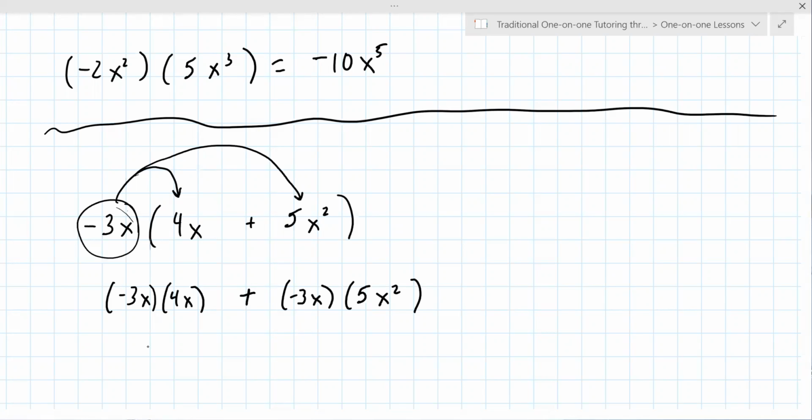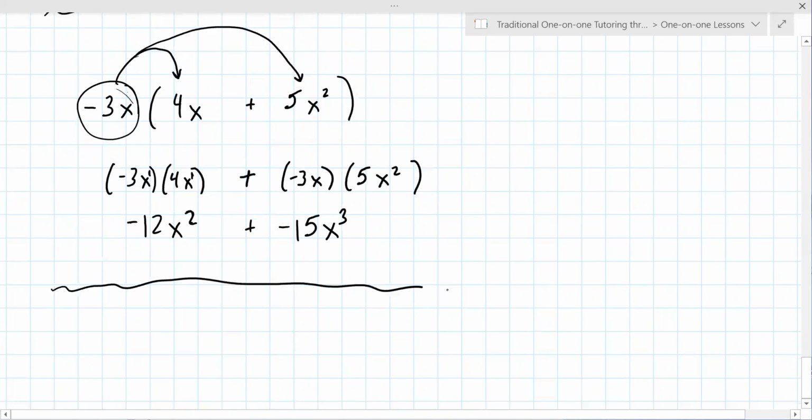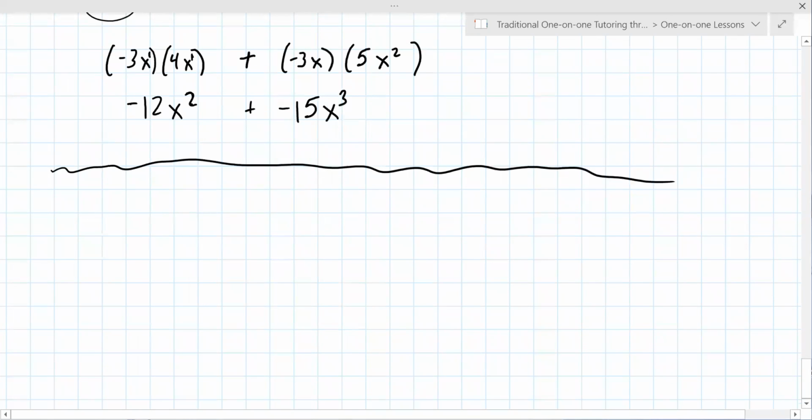Negative 12x to the 1 plus negative 15x cubed. So here I've written the correct answer. I heard something different here. Do you see that it's x to the 1? Thank you. I just forgot, when it's just x, that means it's x to the power of 1. Let's try another one here. Negative 3x squared times 4x squared plus 5x cubed.